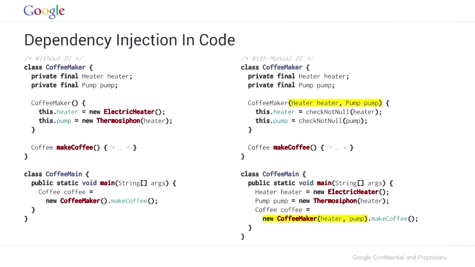On the left over here, I have a simple fictitious coffee maker. If we were going to model a coffee maker in Java, we're going to pretend like it has only a heater and a pump. And so in order to make coffee with my coffee maker, I need a heater, in this case an electric heater. I need a pump, in this case a thermosiphon. And because a thermosiphon requires heat, that's the thermo, we give it the heater as well. My coffee maker class has a method called makeCoffee. And if I were to write my application from a main method, I would make a new coffee maker and tell it to make coffee. That's without dependency injection.